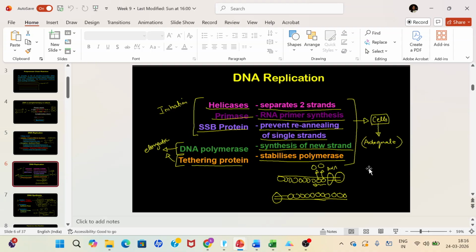Single strand binding proteins help in the stabilization of the single strand that is formed after the helicase has separated the two strands. So it will stabilize and prevent the re-annealing of the single strands. Then the DNA polymerase comes into action and helps in the synthesis of the new strand. Then the tethering protein stabilizes the polymerase so that it can go on and replicate the DNA. So that is what happens when DNA is getting replicated inside the cell.